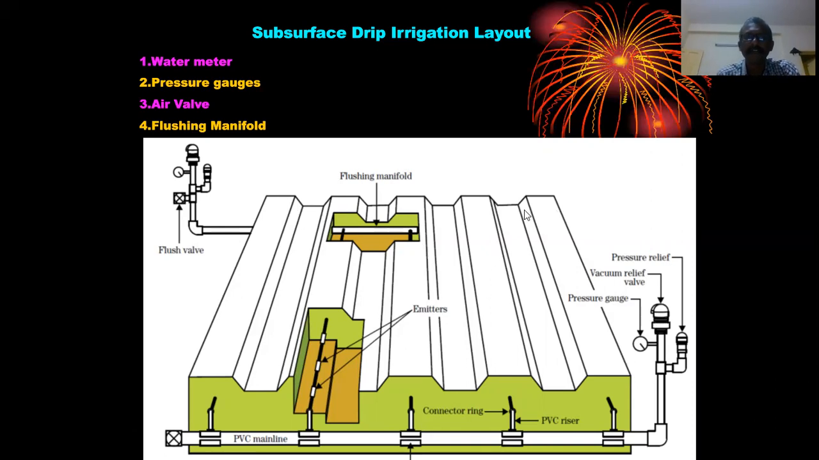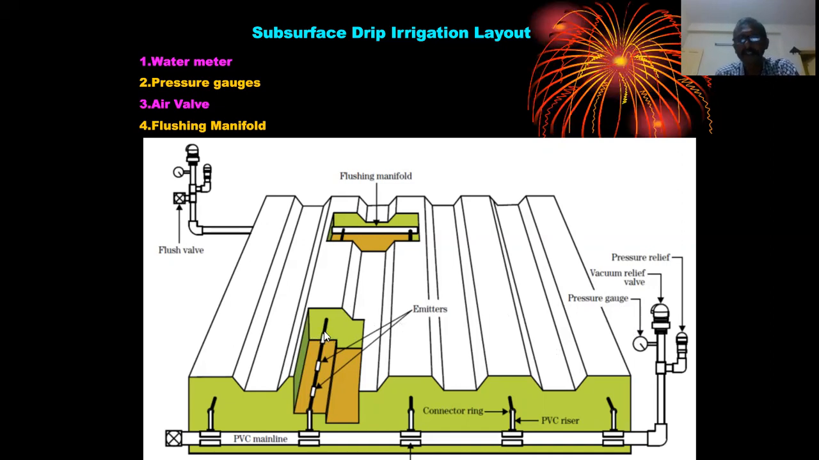This will prevent soil particles getting sucked into the laterals. And what else? Pressure gauge is very important. If you have a pressure gauge, then one will be able to find out whether it is totally blocked underground, or if the pressure gauge value falls down, also one can understand that some kind of a total breakage has occurred.